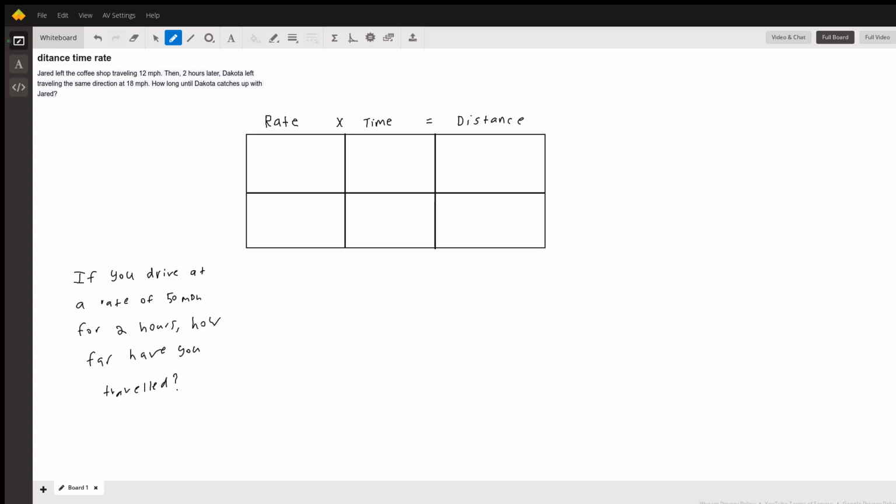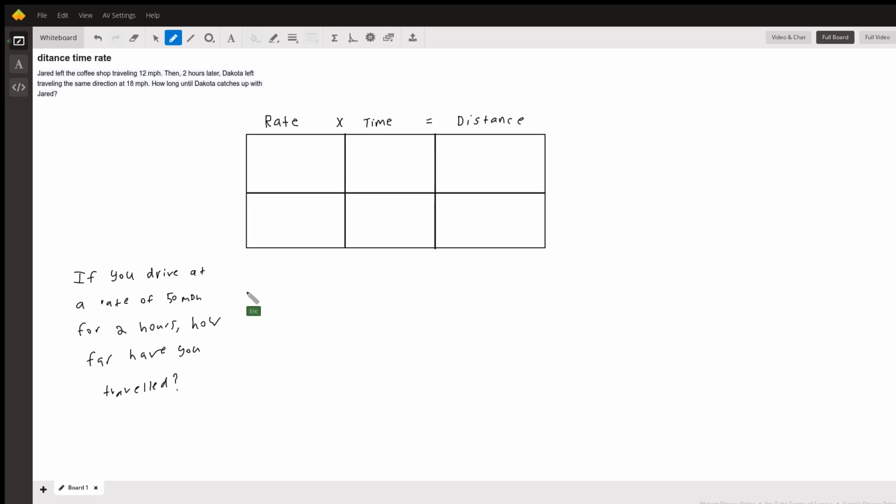So before we jump into this problem, in case you aren't familiar yet, take a look at the problem at the bottom left of your screen right now. I just wrote a simple problem so we can see how the rate times time equals distance formula works before we jump into a harder problem. If you drive at a rate of 50 miles per hour for 2 hours, how far have you traveled? Obviously, if you've been on the road for 2 hours and you're traveling at 50 miles per hour, you end up going 100 miles.